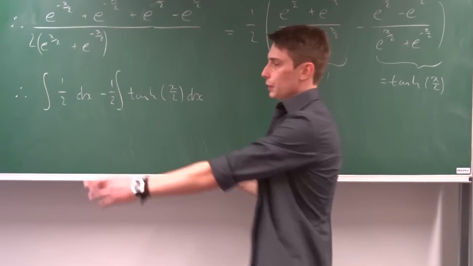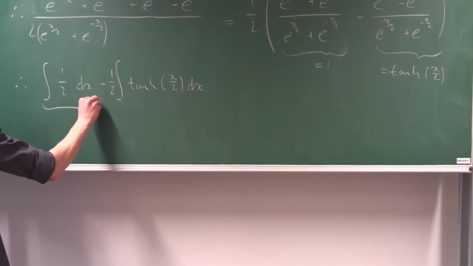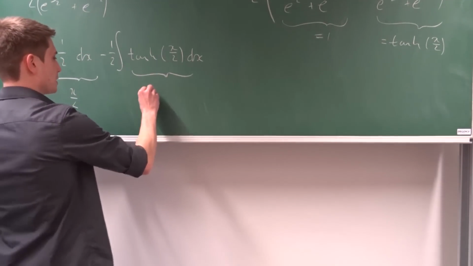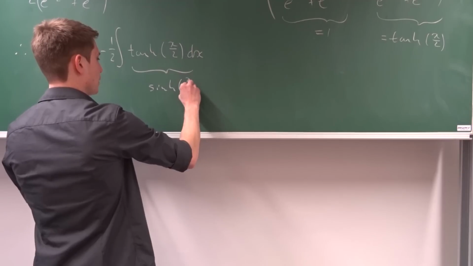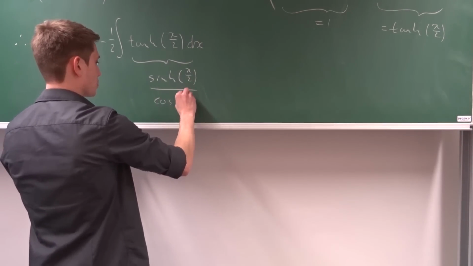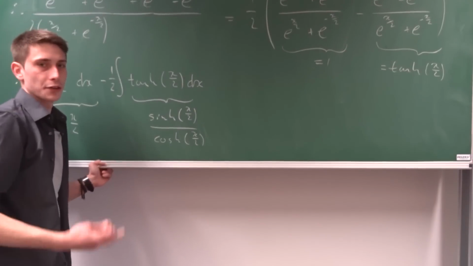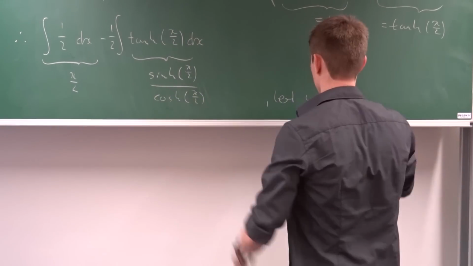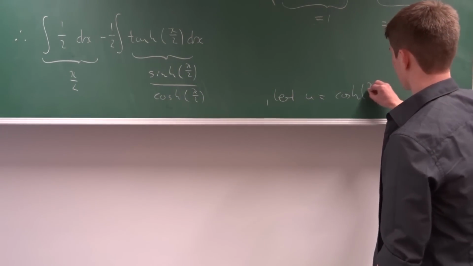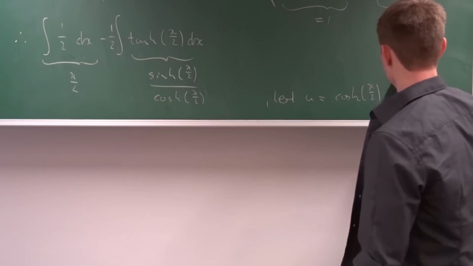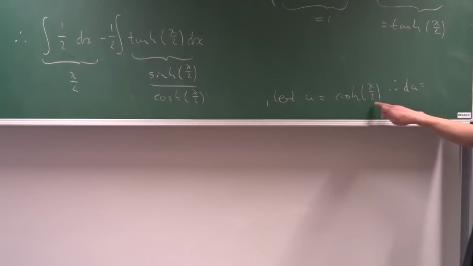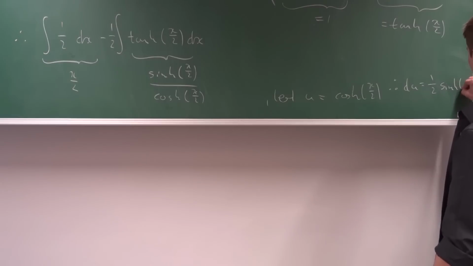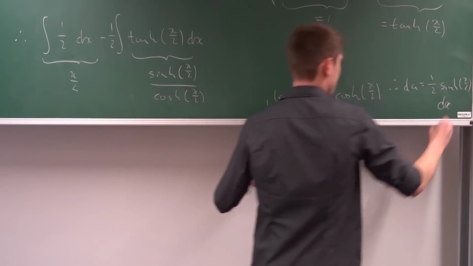And we are nearly done. We know how to integrate this right here. This is just x over 2. And we can rewrite this integral right here as the hyperbolic sine of x over 2 over the hyperbolic cosine of x over 2. And how do we integrate that? Well, let u equal cosh of x over 2. When we differentiate that, we end up with du is equal to, we have to bring this 1/2 to the outside, so this is 1/2 times sinh of x over 2 dx.